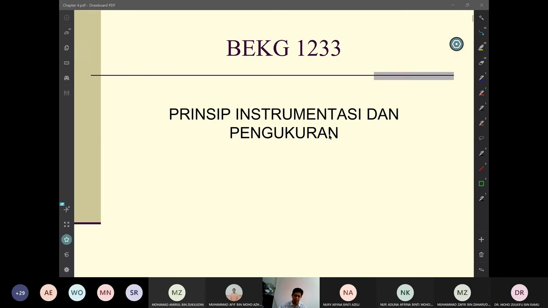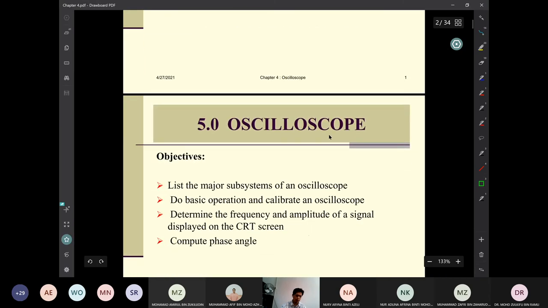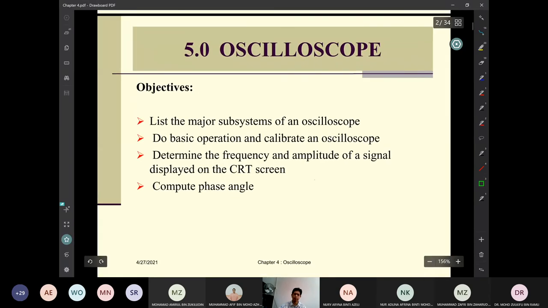Okey, assalamualaikum dan selamat petang. So, jadi hari ini saya akan masuk chapter baru. So, chapter Oscilloscope. Okey, boleh dengar suara ya? Dengar tu.